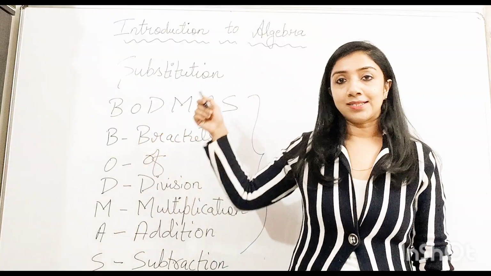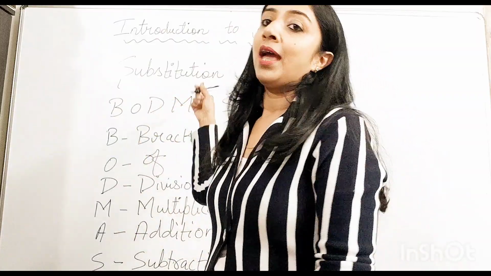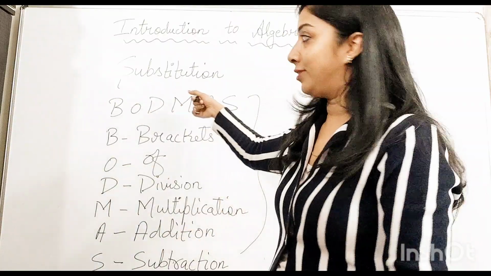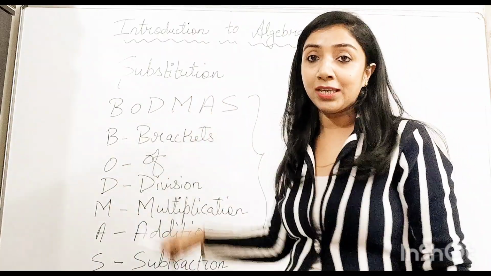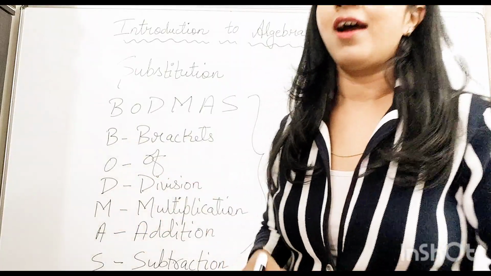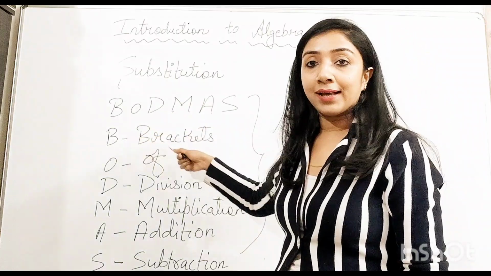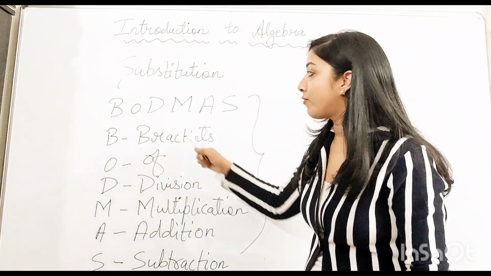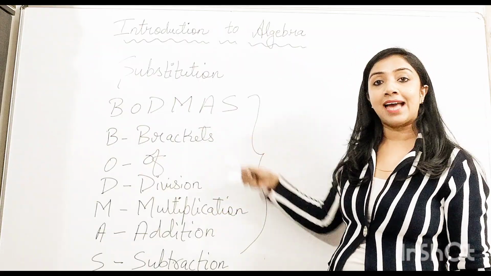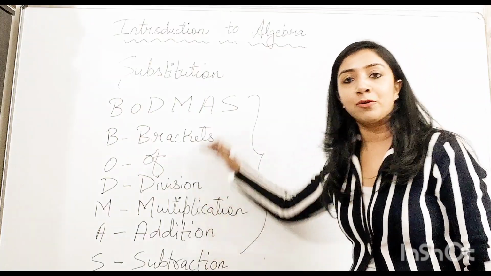Now we are going to start a new topic under algebra only, that is substitution. Okay, but before starting with the substitution, you need to understand the BODMAS rule. Okay, this BODMAS rule is very important, and we will see how we are going to apply this rule in our algebra. Here in BODMAS, B stands for brackets, O stands for of, D is division, M stands for multiplication, A is addition and S is subtraction. So we are going to follow this order only.